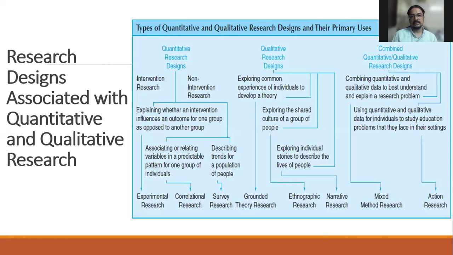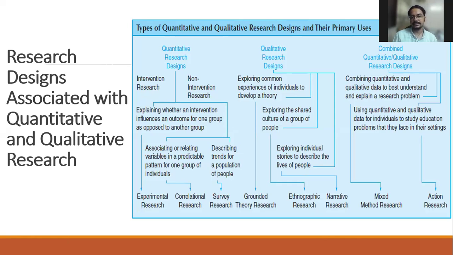This is again an example of the types of qualitative and quantitative research. In quantitative research, we have intervention research and non-intervention research. Intervention research explains whether an intervention influences an outcome of one group as opposed to another group. Non-intervention research again has two types: associating or relating variables in a predictable pattern for one group of individuals, or describing the trends of a population.